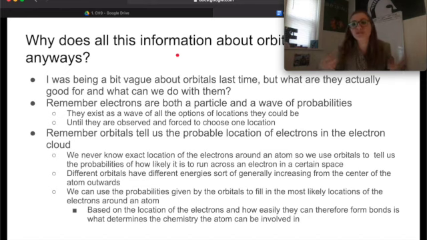And we can use the probabilities given by these orbitals to fill in the most likely locations of our electrons around an atom. So based upon the locations of these electrons, how easily atoms can form bonds and how many bonds they can form, of course, affects the chemistry that everything is involved in.